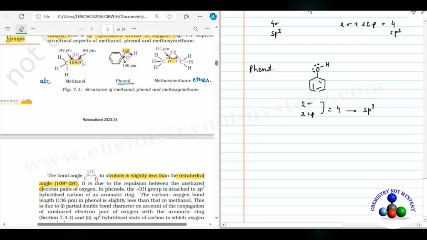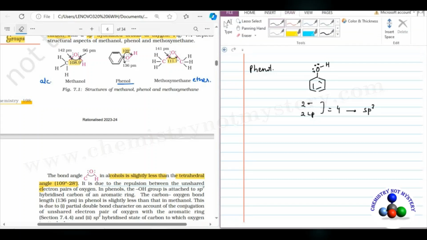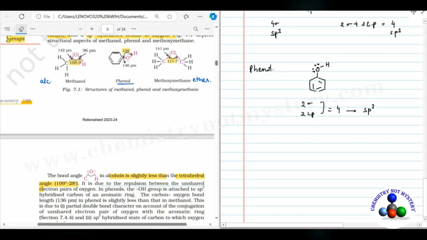For sp3 hybridization, the bond angle should be 109 degrees. But as we discussed in the case of alcohol, the bond angle is reduced from 109 degrees to 108 degrees due to the presence of these 2 lone pairs. According to VSEPR theory, these lone pairs repel each other and also repel the bond pairs. So because of lone pair-lone pair repulsion and lone pair-bond pair repulsion, the bond angle is expected to be less than 109 degrees. But still the bond angle of phenol is approximately 109 degrees.